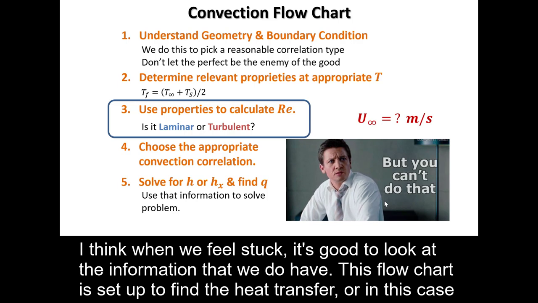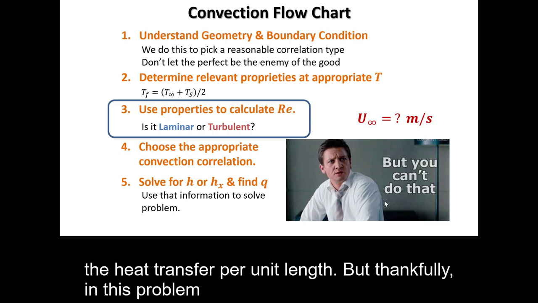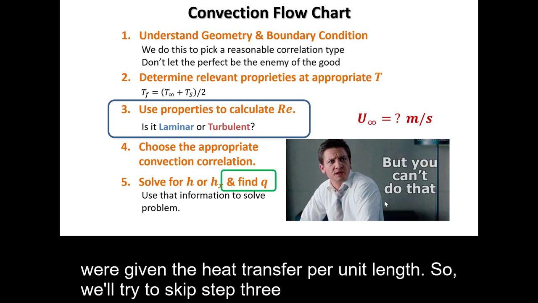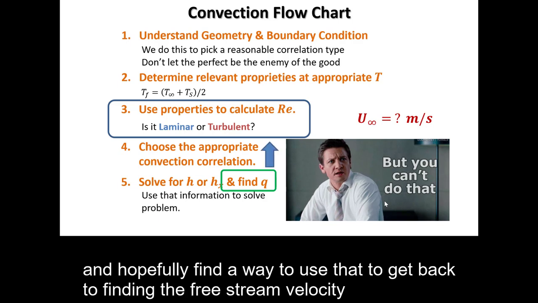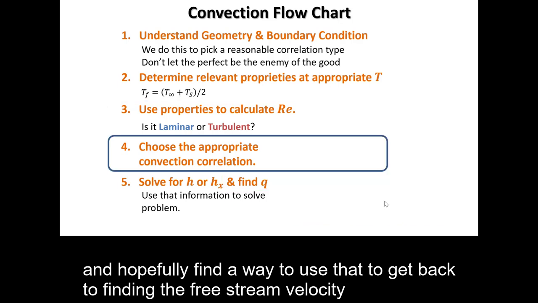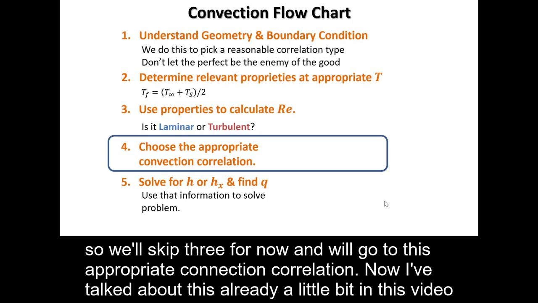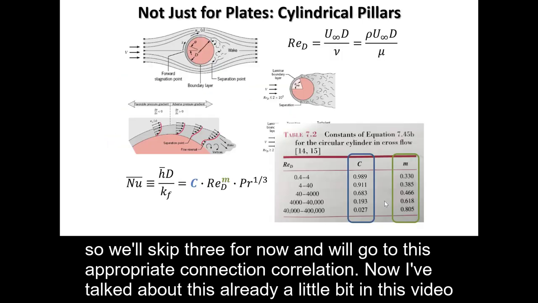And this flowchart is set up to find the heat transfer, or in this case, the heat transfer per unit length. But thankfully, in this problem, we're given the heat transfer per unit length. So we'll try to skip step 3, eventually use our understanding of the heat transfer per unit length, and hopefully find a way to use that to get back to finding the free stream velocity. So we'll skip 3 for now, and we'll go to this appropriate convection correlation.